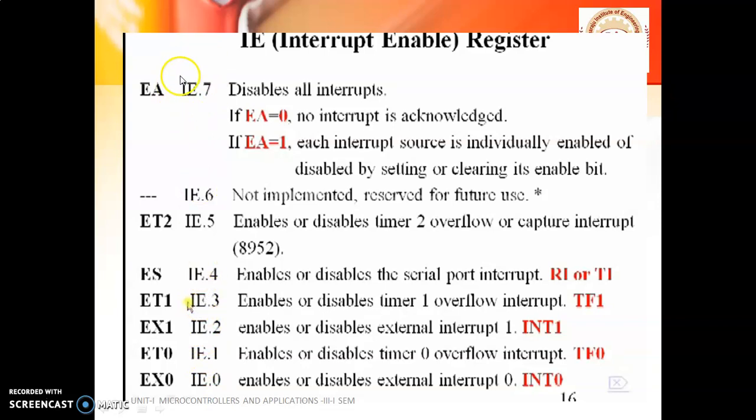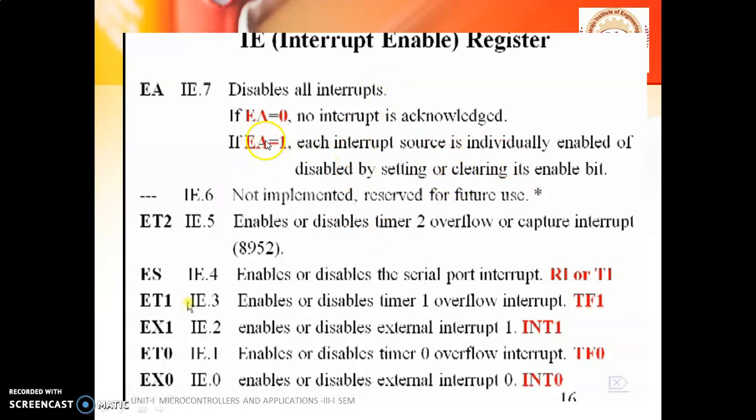IE.7 is what? It is the EA bit. EA bit stands for Enable All, the global enable or disable bit. Already we have seen that if the EA bit is 1, each interrupt source is individually enabled or disabled by setting or clearing its enable bit.